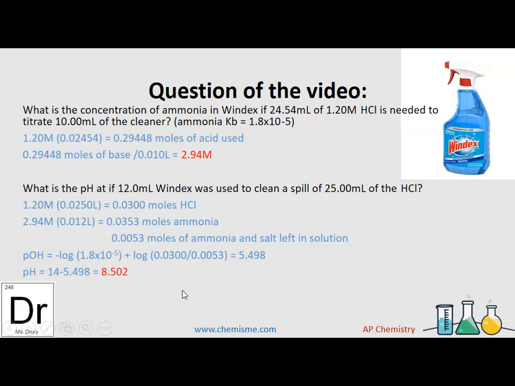Maybe I used a little bit too much Windex, right? And maybe I should have actually cleaned this spill with water first. But in this case, we're seeing an applicable example.